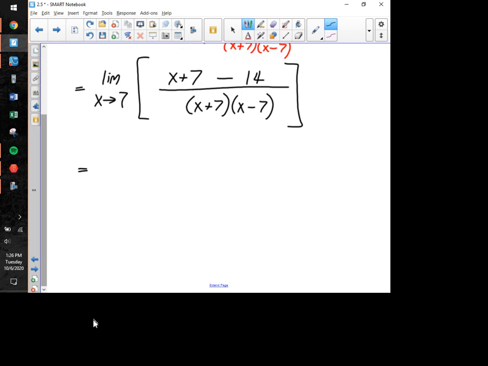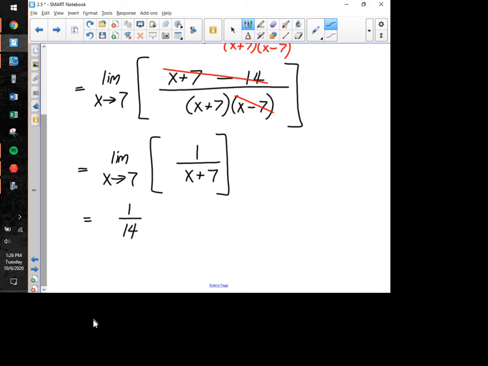Now, right now, plug and chug still gives you the same problem of a 0 in the denominator. But if you take a look at your numerator, a little bit of simplification is going to make everything work out nicely here. The numerator, x plus 7 minus 14, is really the same as x minus 7. So that x minus 7 cancels with that x minus 7, leaving you with a 1 over x plus 7. And now, sure enough, letting x actually become 7 works out just fine, and we end up with 1/14 for our answer to that limit problem.